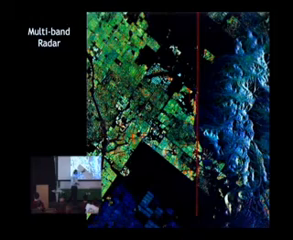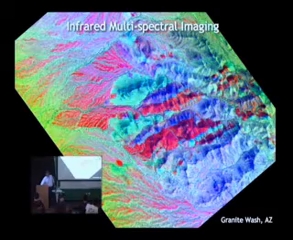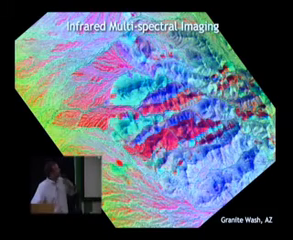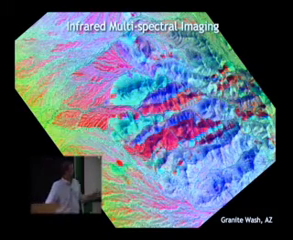And this is just an example of 3 different radar images combined into a color image with, you know, a fantastic amount of information in there. Okay, let me just quickly go over a couple of applications. This one I've showed an example of.